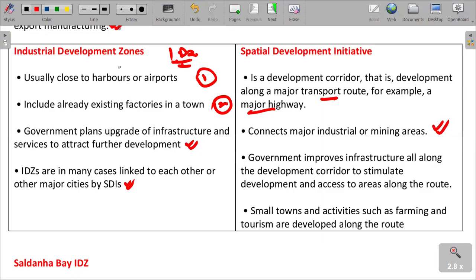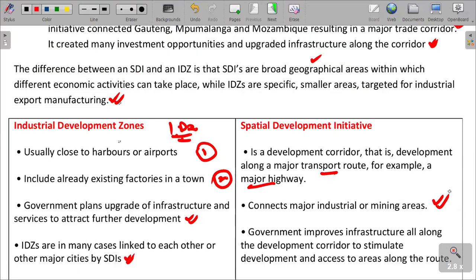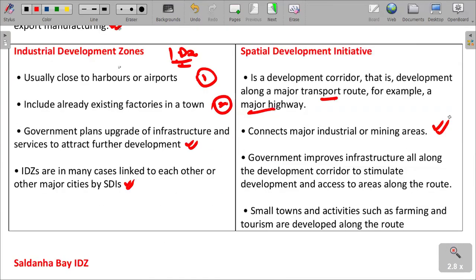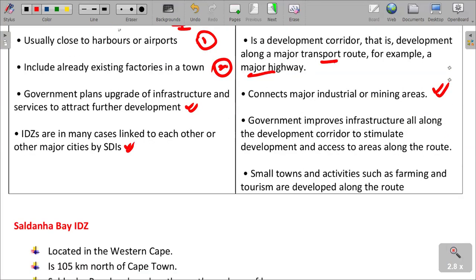Major industrial or mining areas are connected. We have given an example here, where we are talking about the connection between Gauteng, Mpumalanga, and Mozambique, which actually resulted in a bigger major trade corridor, as an example of the connection of major industrial mining areas.